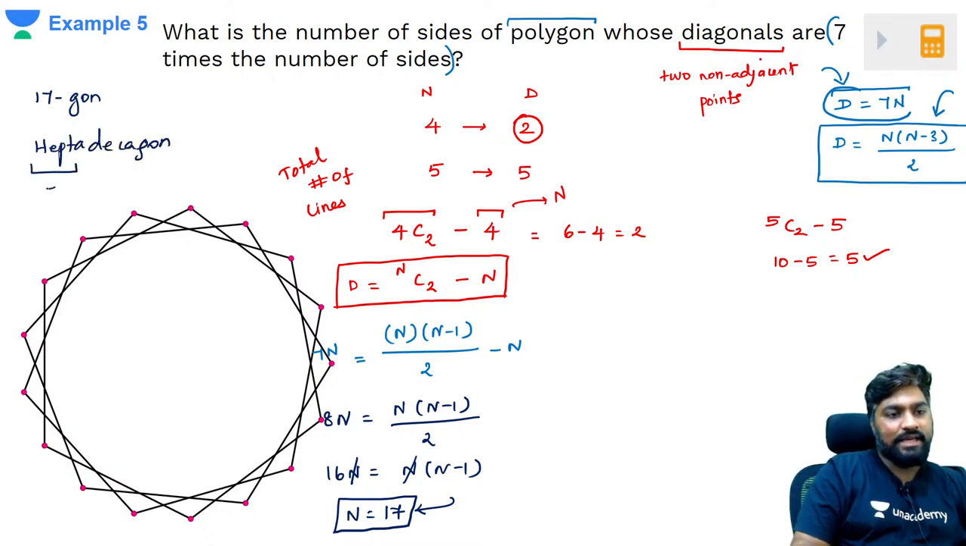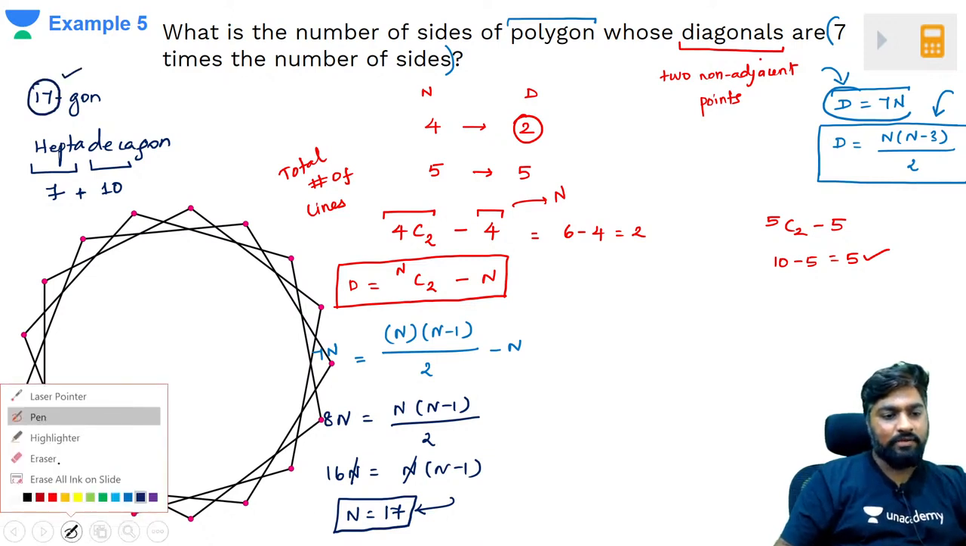Hepta for the 7 sides, deca for the 10, so 10 plus 7, 17 sides in total. Yes, so this polygon has 17 sides. This will be your answer. This is how you find out.